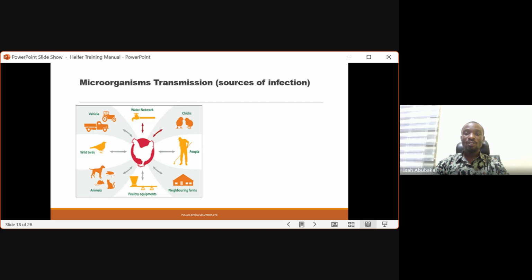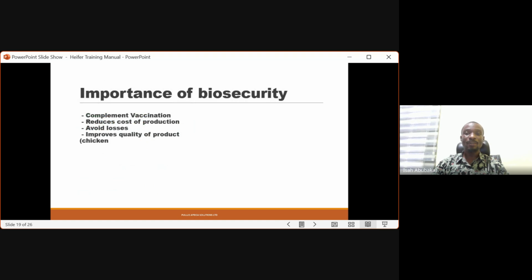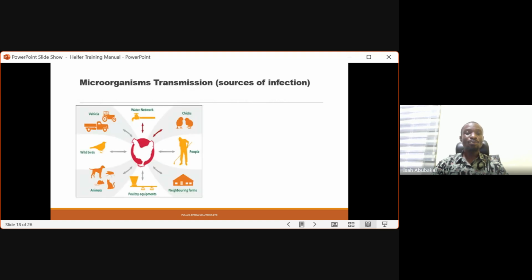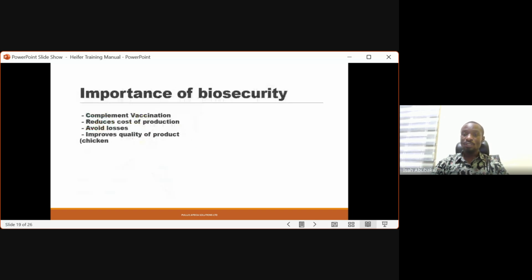So these are some of the sources of infections. People also, that is why we've talked about you limiting traffic, ensuring that you don't allow so many people come into your farm. You ensure that people that also help you take care of your birds, and if you're taking care of your birds yourself, you make sure that you always use hand gloves, or before and after you take care of your birds, you make sure that you wash your hands with soap and water before you actually go into your pen. What is the importance of biosecurity? Now, this is something that you need to listen to very carefully.